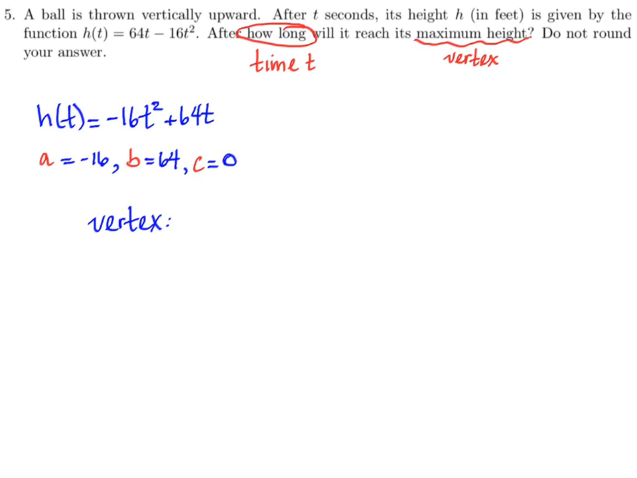So the vertex is always going to be negative b over 2a. That's the first coordinate of the vertex. And then the second coordinate is going to be the function h evaluated at negative b over 2a. So the first coordinate, the input, is always negative b over 2a, and then the output is the function evaluated at that number. So since we're looking for time, we're looking for the first coordinate.